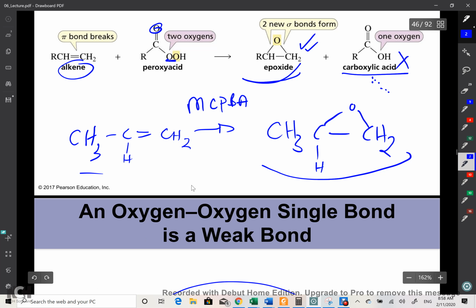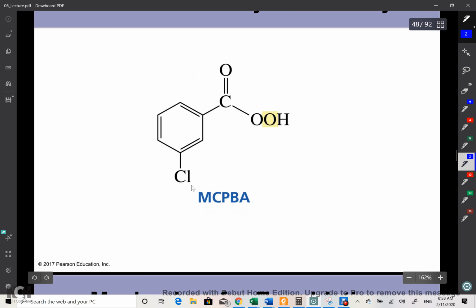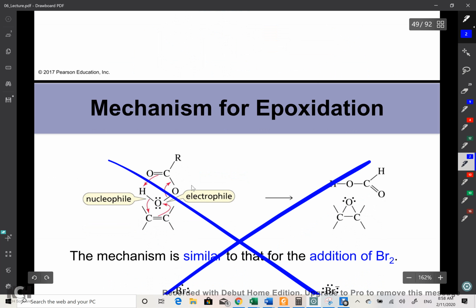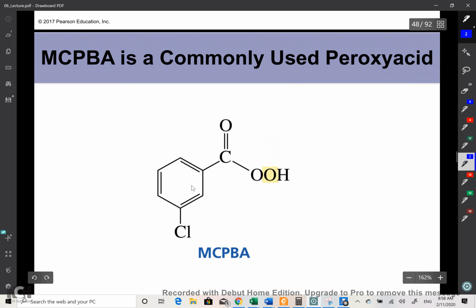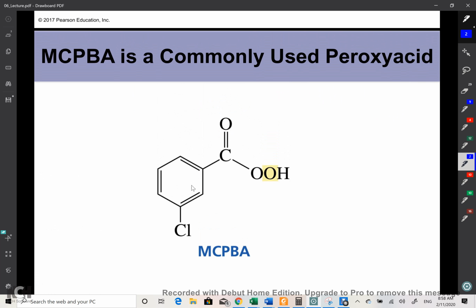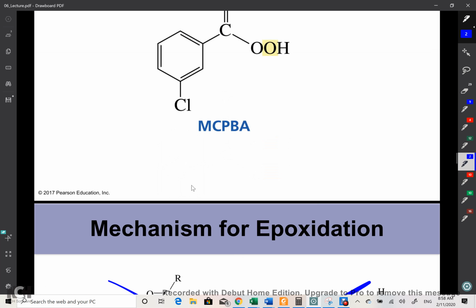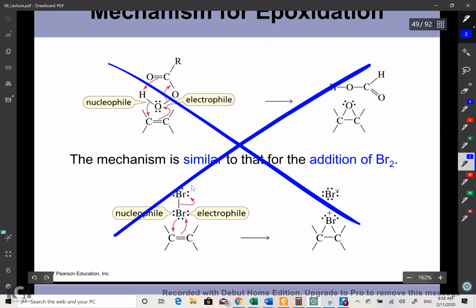Are we good? So MCPBA. I don't want you guys to worry about the mechanism of epoxidation. All I want from you is to know that when an alkene reacts with a peroxy acid like MCPBA, you form an epoxide. That's all I want you guys to remember. The mechanism, I will meet you in 407.